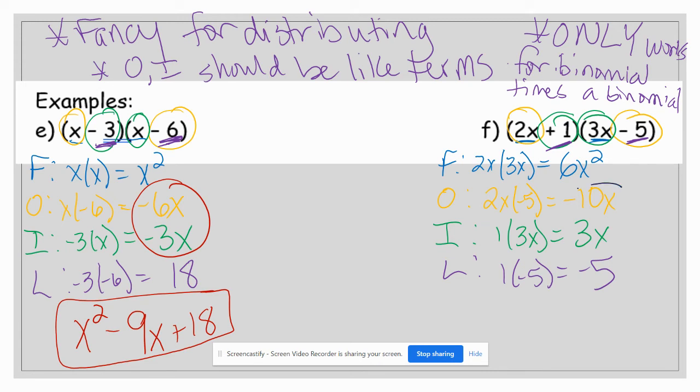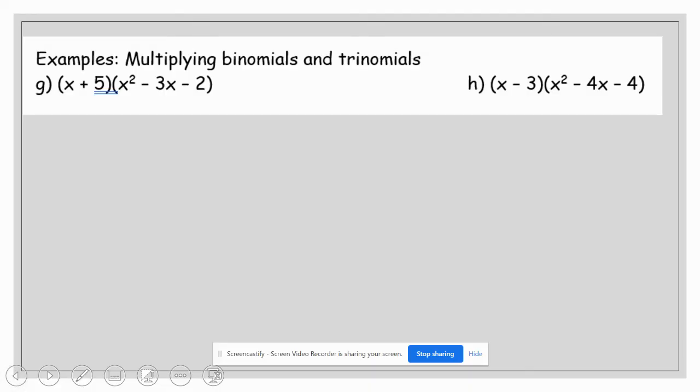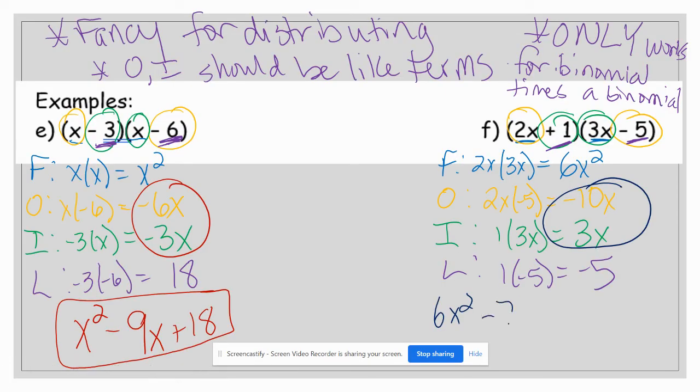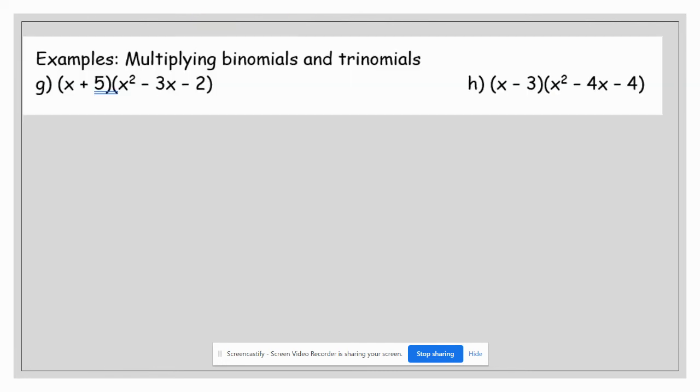Putting all of this together, our like terms are there in the middle. We have 6x squared. -10x plus 3x is -7x. And then we have -5. Second term, first term constant. This is in standard form and a good answer. You try 5, 6, and 7.